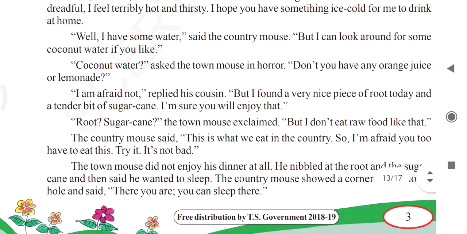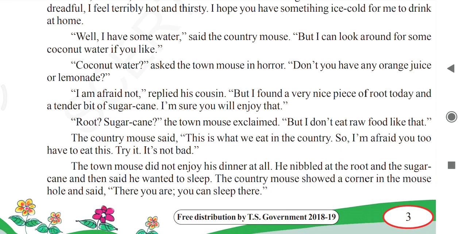Next, "I am afraid not," replied his cousin. "But I found a very nice piece of root today and a tender bit of sugar cane. I'm sure you will enjoy that." And what is the food available now? A nice piece of root and a tender bit of sugar cane. "Root, sugar cane?" the town mouse exclaimed.